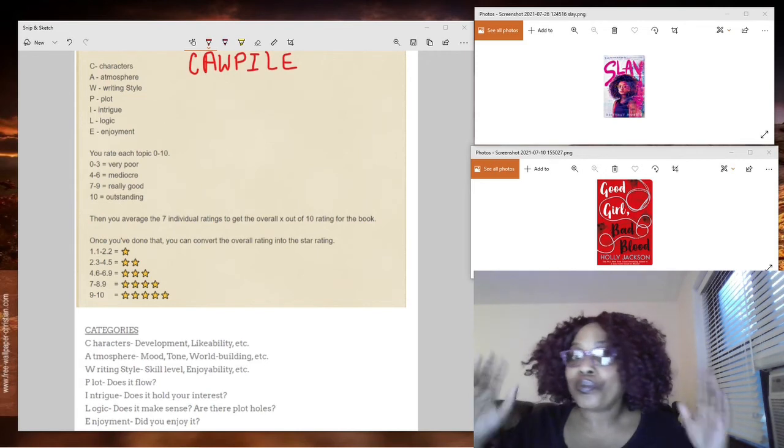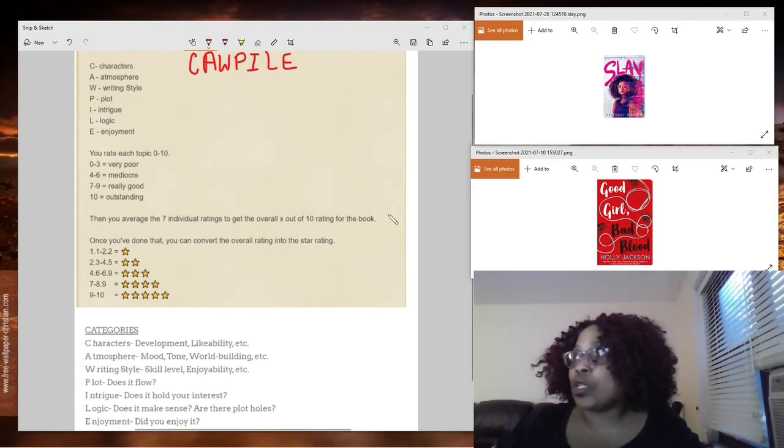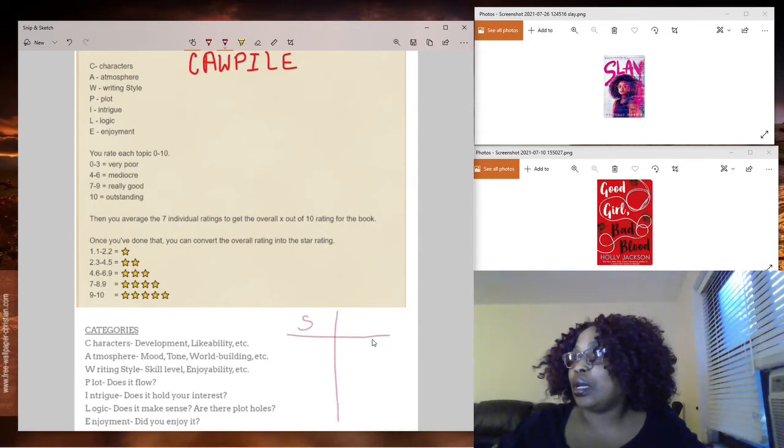So, with that said, let's get into the rating system of this book. So I'm going to do it side by side just to make it easier. Let me just do a little T chart right here. We call this T chart in school because it looks like the letter T. So S is for Slay and G is for Good Girl.